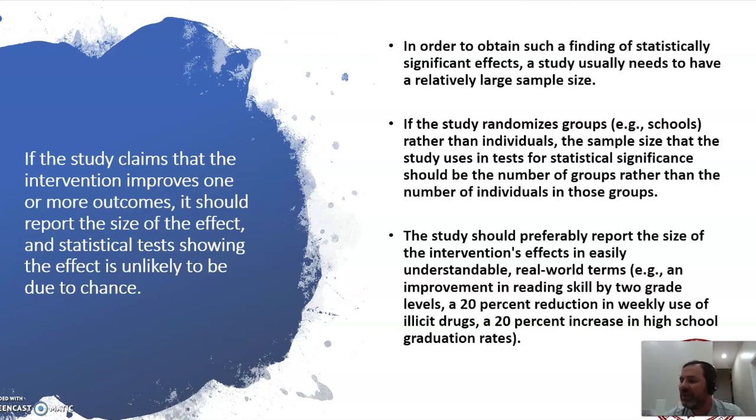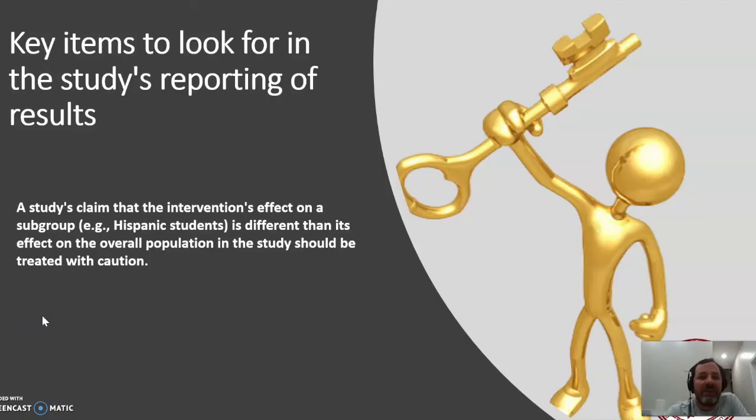Example: a 2-point increase in SAT scores. Unfortunately, some studies report only whether the intervention's effects are statistically significant and not their magnitude. Some studies describe the size of the intervention's effects in standard effect sizes. Studies that claim the intervention's effect on a subgroup, for example Hispanic students, is different than the effect on the overall population in the study should be treated with caution.